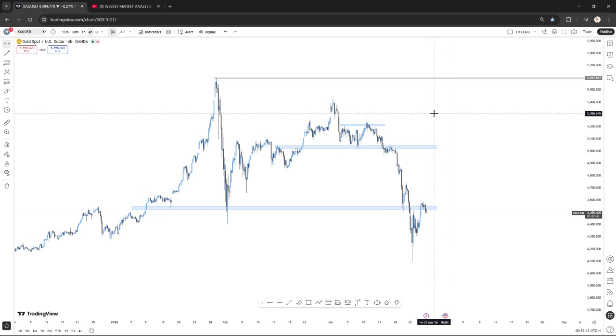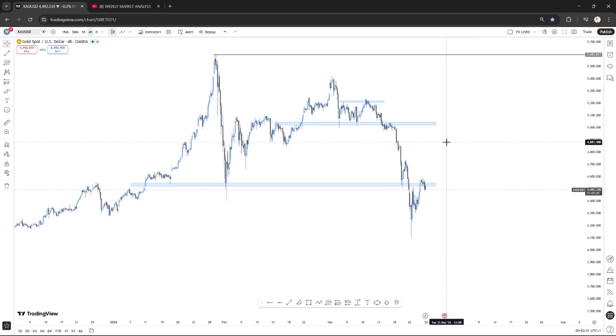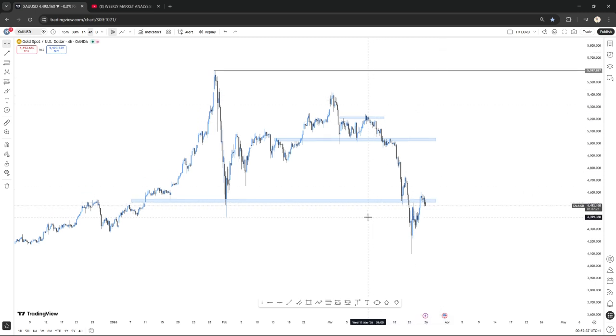All right, so let's get started. Today we're going to look closely at market structure, what is happening to gold, look at the market structure, and also how to spot market structure. All right, so let's get started. For me, the only thing you need is the 4 hour time frame. You need 4 hour, you need 1 hour, and 30 minutes.